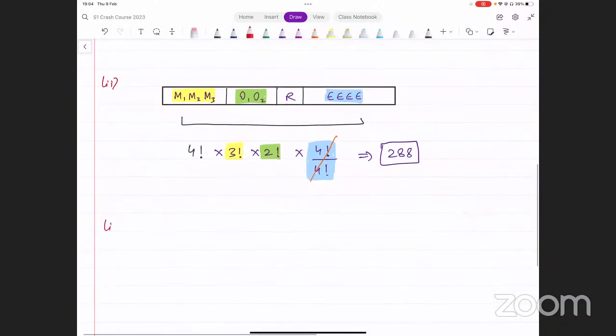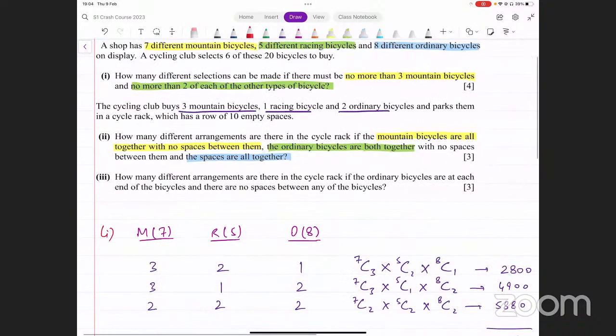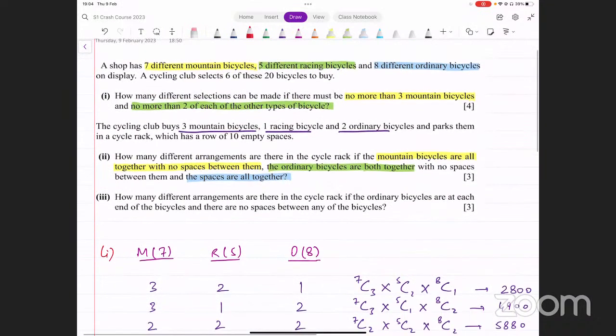Okay, let's look at the third part now. The third part says, how many different arrangements are there in the cycle rack if the ordinary bicycles are at each end? If the ordinary bicycles are at each end, remember there are 3 mountain bicycles, 1 racing and 2 ordinary. Now the condition is, in the third part, the ordinary bicycles are at each end of the bicycles and there are no spaces between any of the bicycles. So all the cycles are together now. There are no spaces between the bicycles. And the ordinary bicycles are at each end of the bicycles.